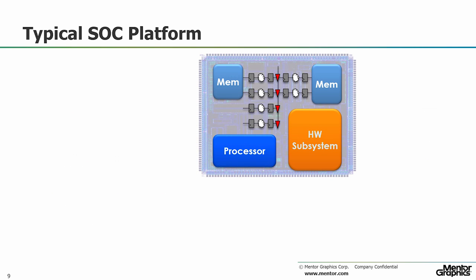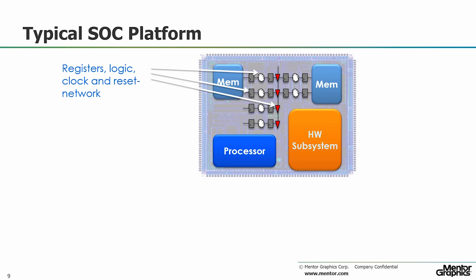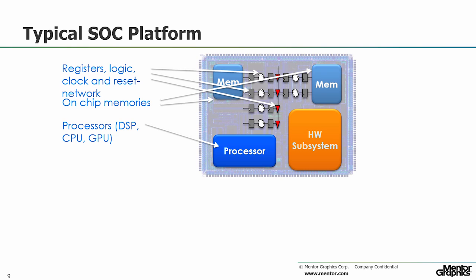Let's now see how a modern SOC platform looks like and its various constituents. It will help us understand the importance of reset network in the context of full SOC. It contains registers, combinational computational logic, clock tree, and reset network, on-chip memories, customizable processors, DSP, and CPU GPU modules, IPs, macros, analog subsystems, and third-party cores.